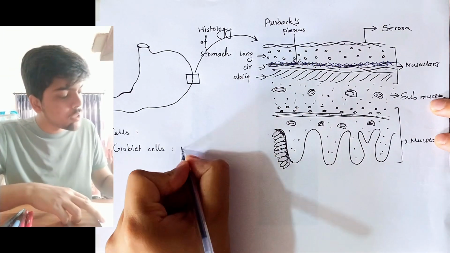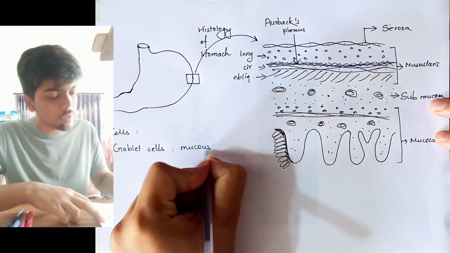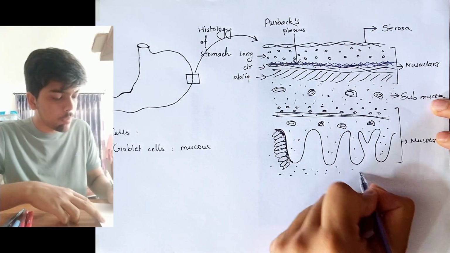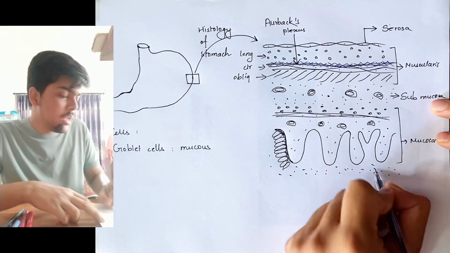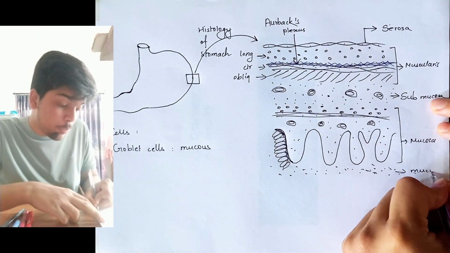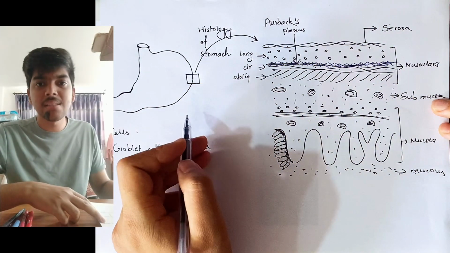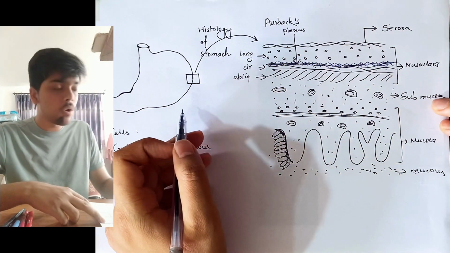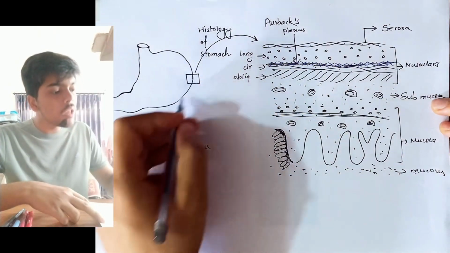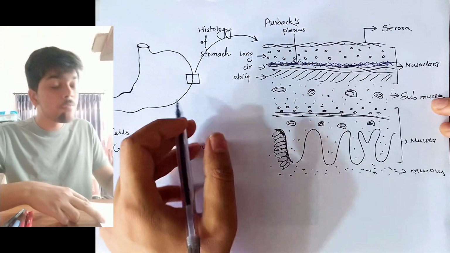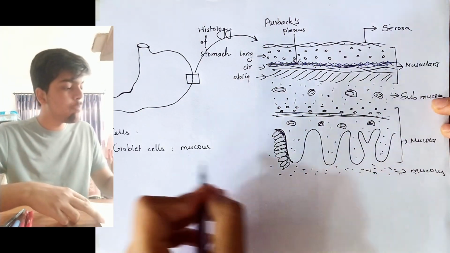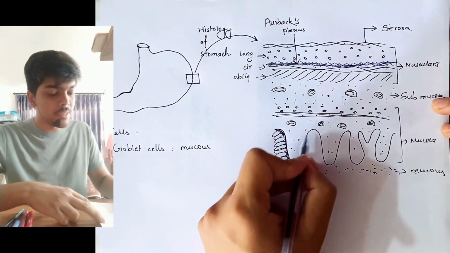Goblet cells are responsible for the secretion of mucus. Mucus forms the innermost lining of stomach. So innermost, there's a thick layer of mucus. It's important because inside stomach there's acid, and this acid can corrode the inner lining or the inner wall of the stomach. The inner wall of the stomach is protected from the action of the acid by this thick mucus layer secreted by the goblet cells of the epithelial mucosa.